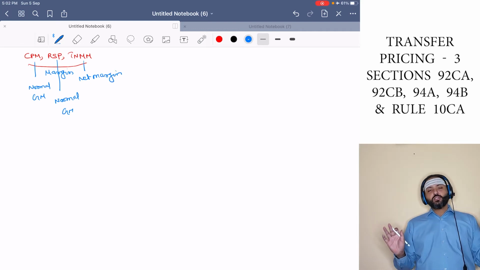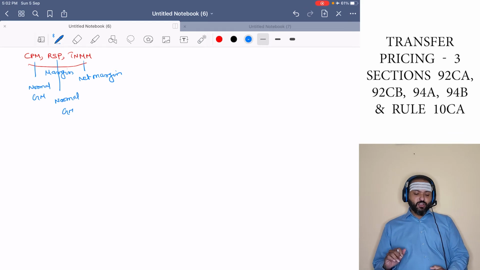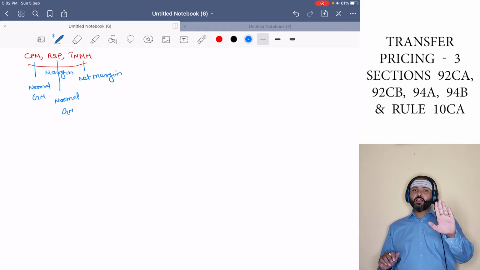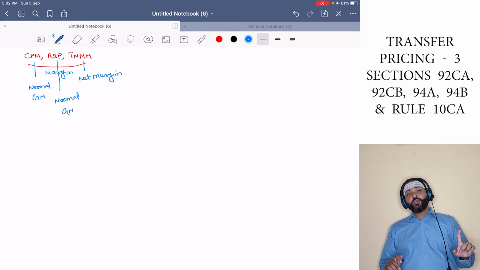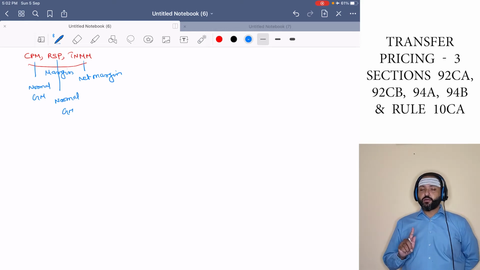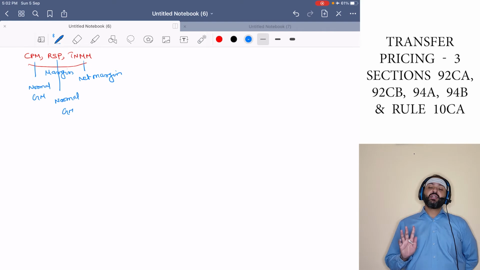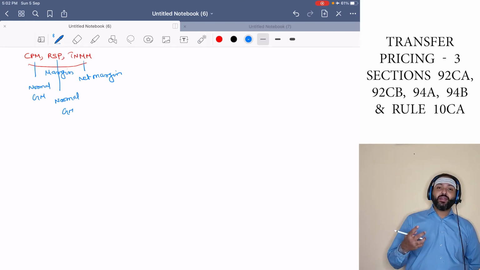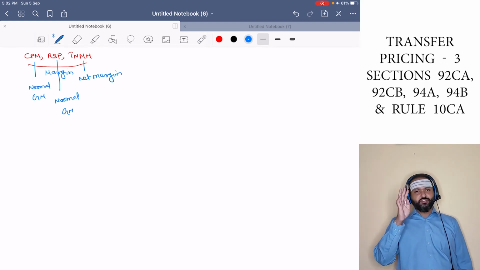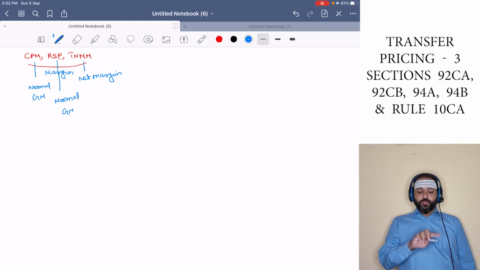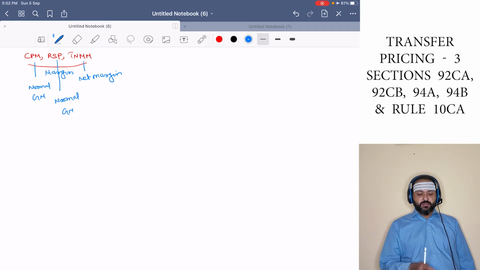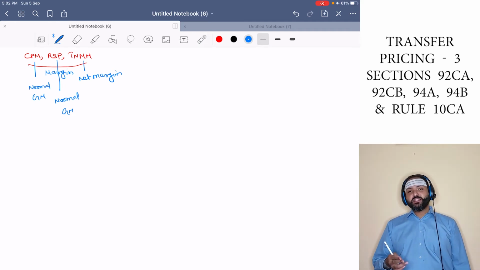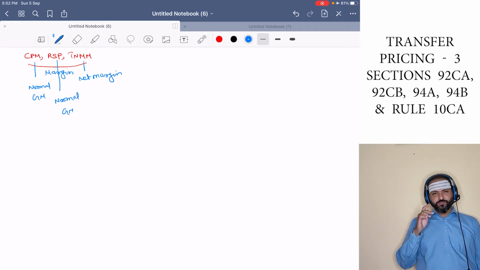Correct? So these 3 methods had this concept of margin. Comparable uncontrolled price did not have any margin, and the profit split method had profit based on an agreement, not based on actuals. So there was a difference between these 2 methods compared to these 3 methods. What were the 2 methods? Profit split and CUP did not have this margin concept, whereas the remaining 3 methods had this margin concept.